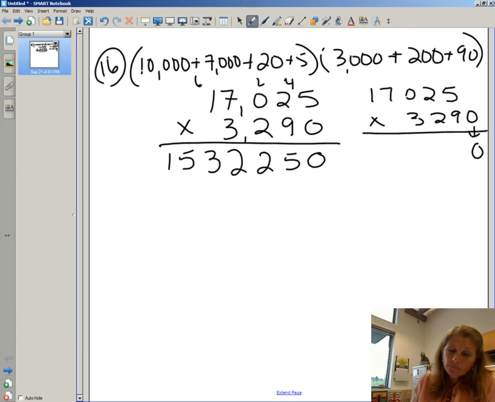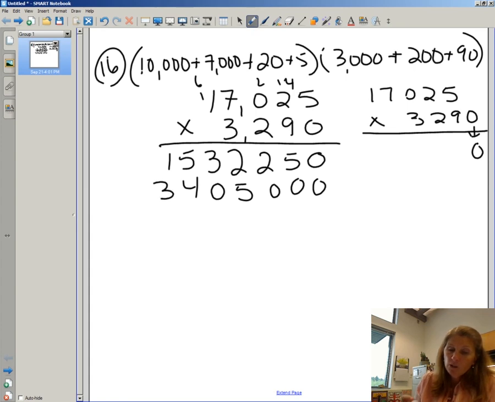Now, remember that I already put 1 zero in there for the 9. Now I'm going to multiply it by 2, which is actually in the hundreds place, so I'm going to have 2 zeros for that one. 2 times 5 is 10. 2 times 2 is 4, plus 1 is 5. 2 times 0 is 0. 2 times 7 is 14. 1 times 2 is 2, plus 1 is 3.